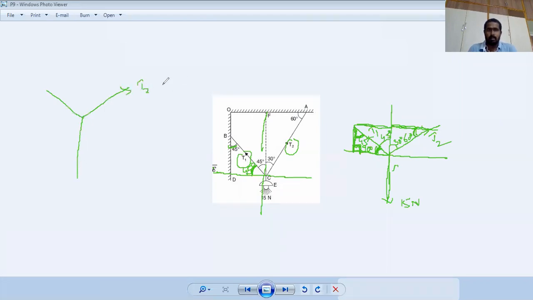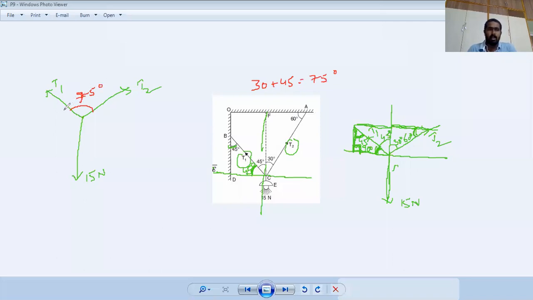This is T2 and this is T1. This is 15 newtons. Now tell me the angle between T1 and T2. 75. So this is 45, and this is 30. 30 plus 45, how much? 75. Please don't get confused. Very, very simple problems. 75 degrees.